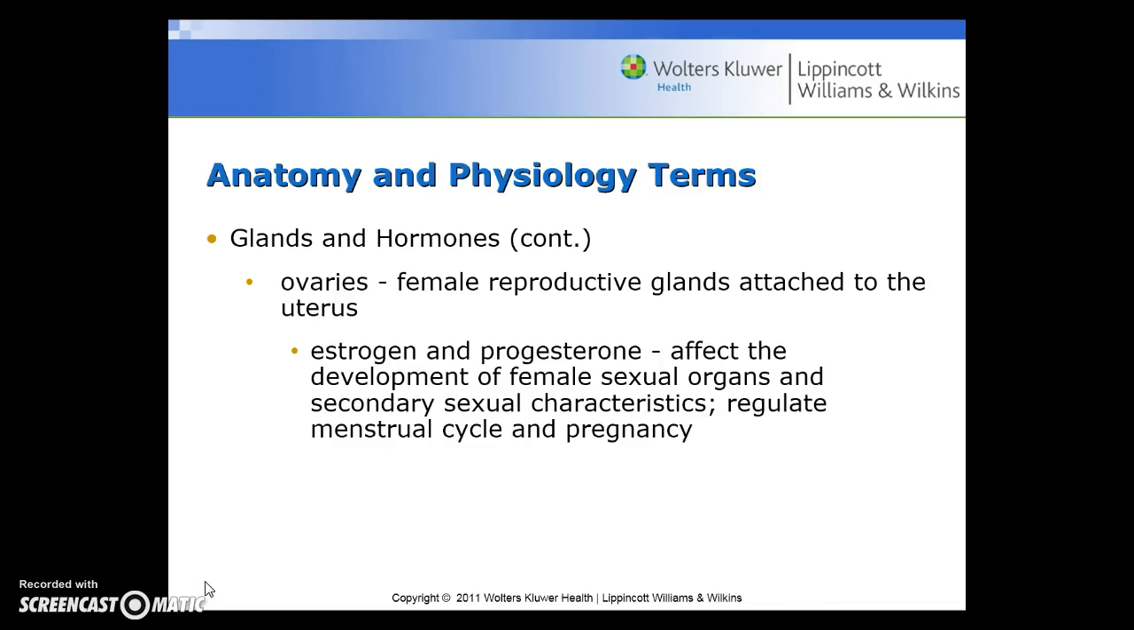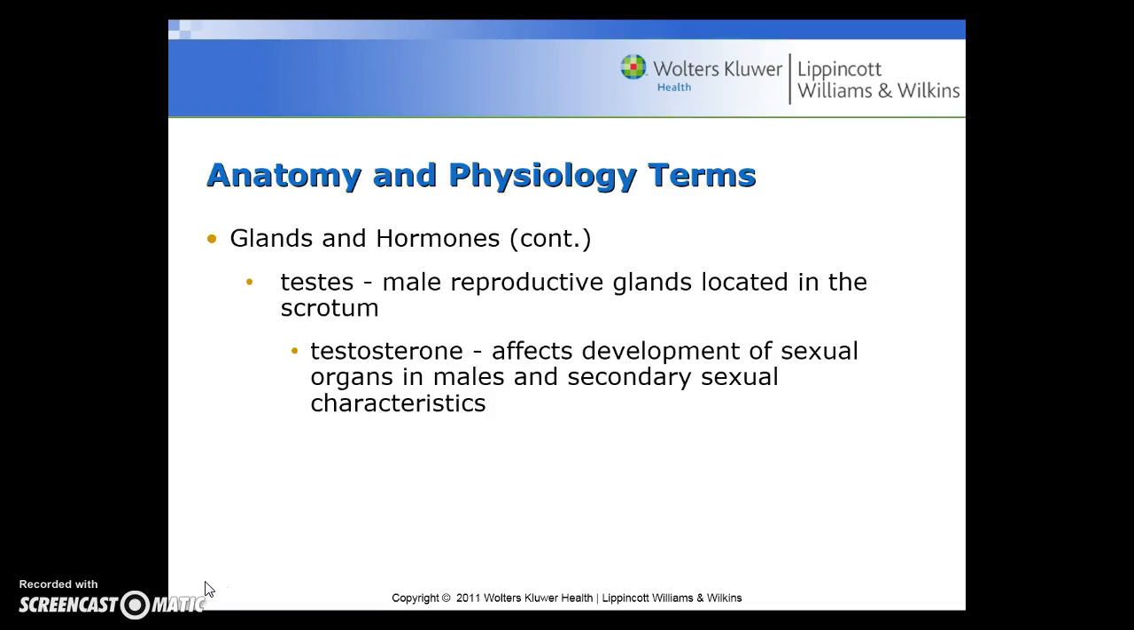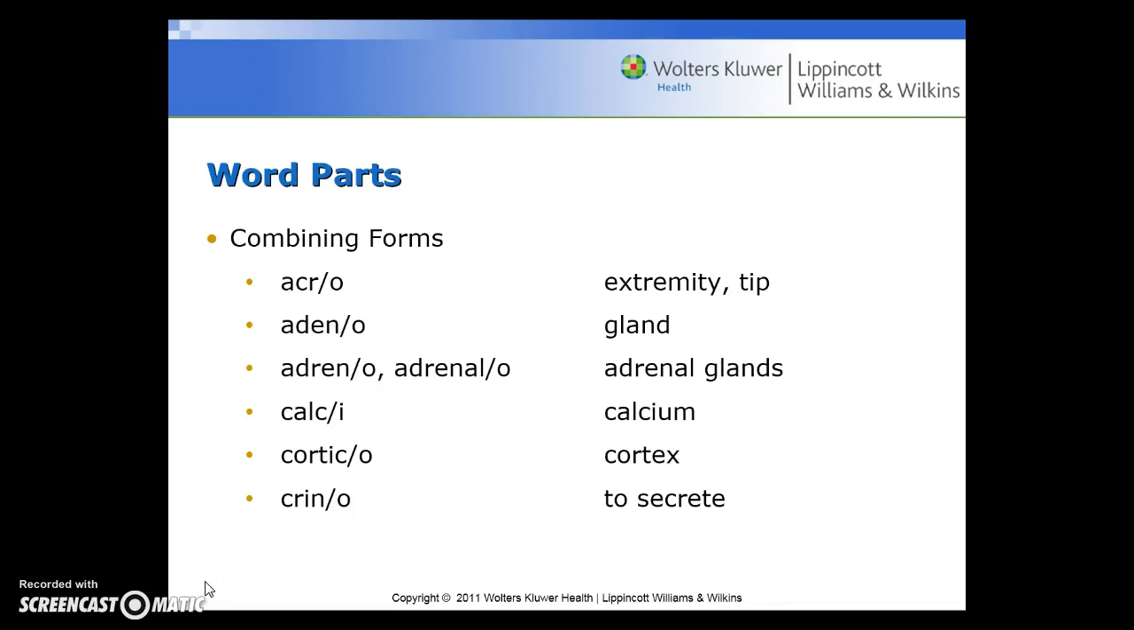The ovaries are the female reproductive glands attached to the uterus, and that's where the hormones estrogen and progesterone are found, which affect the development of female sex organs and secondary sexual characteristics, and they're involved in regulation of the menstrual cycle and pregnancy as well. The testes are the male reproductive glands located in the scrotum, and that's where the hormone testosterone is found, which affects the development of sexual organs in males and secondary sexual characteristics.